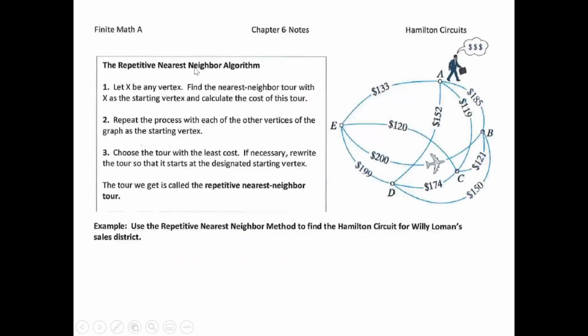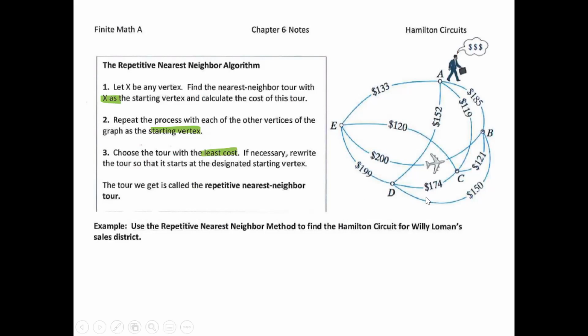Here is the repetitive nearest neighbor algorithm. We're going to start off with x being any vertex and find the nearest neighbor of x. Repeat the process with each of the other vertices as the starting vertex x. Choose the tour with the least cost.